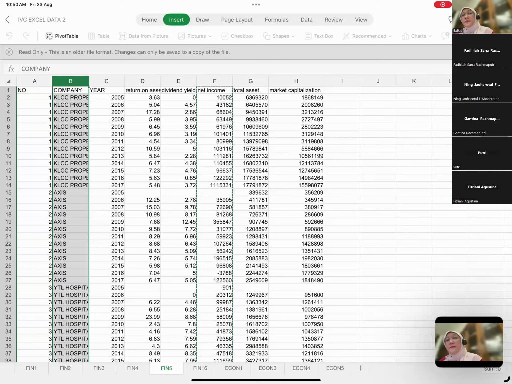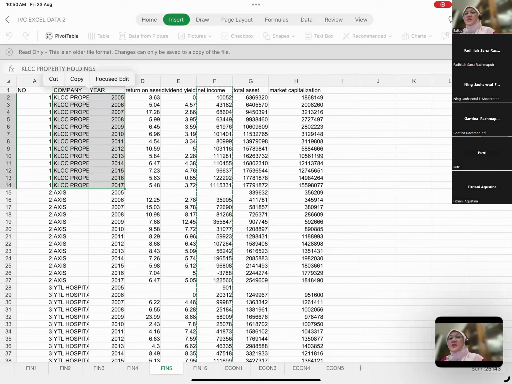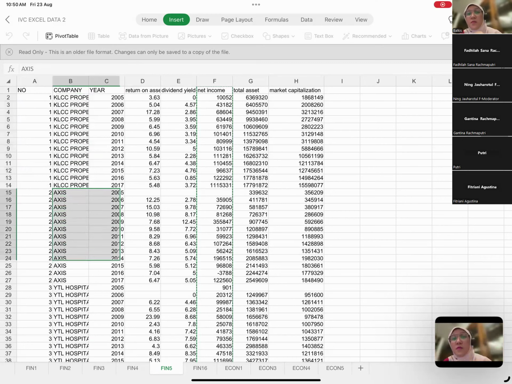In column B, we have KLCC Property, one company, and we have several years of data for KLCC. We have net income for KLCC Property from year 2005 until year 2017. And then we also have data for the Axis company from year 2005 until 2017.